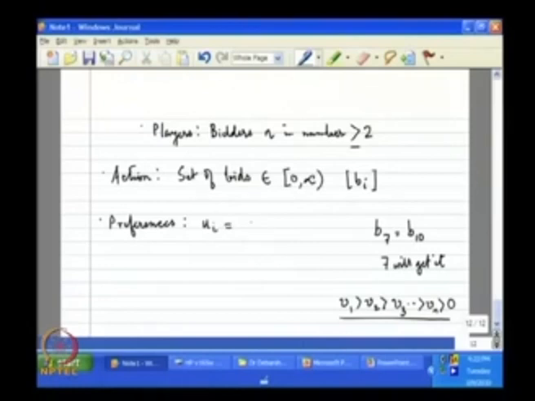So player i will get the object under two circumstances. One is Bi is greater than every other bid, then player i will get it. And player i can get the object if Bi is equal to some other B, but i is less than the index of that other B. In these two cases, i will get the object. If i gets the object, then what is his payoff? Let us try to write that. It is written as Vi minus B bar, where B bar is the highest bid.